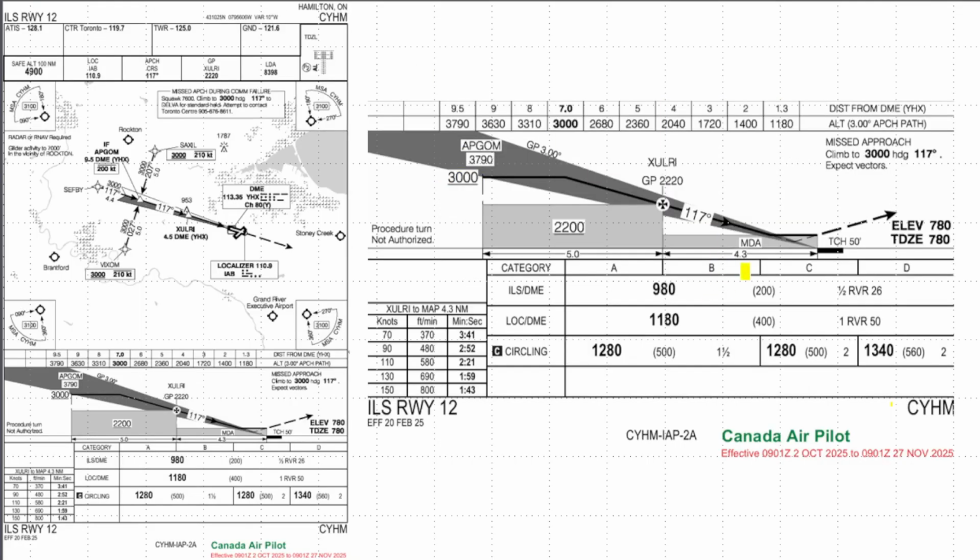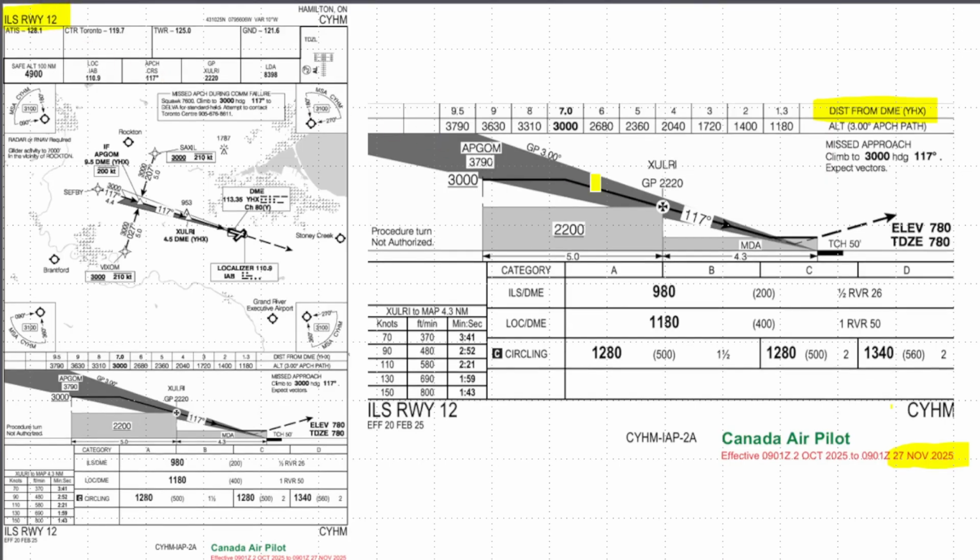Okay, finally, let's move on to our little profile view here. So one thing I really want to quickly mention, because I did this at the beginning of the briefing, was this effective date, okay? So this is just telling us that the approach plate is effective until the 27th of November, 2025. A new one is going to come out after that. So one thing that we do see here on the profile view that I haven't brought up yet is this distance from DME. Because this approach doesn't say ILS/DME, it just says ILS runway 12.